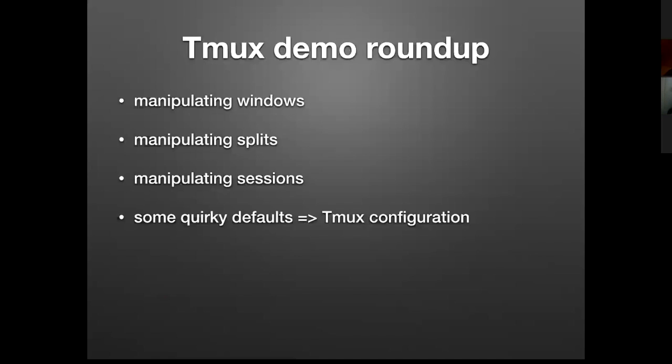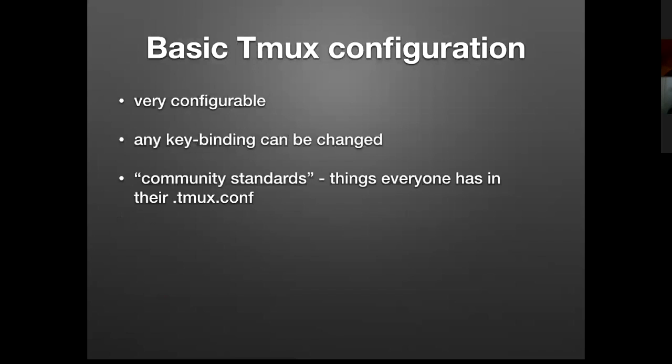So the next step for you as a beginner, if you are a beginner, would definitely be to configure tmux. And luckily, tmux is very, very configurable. In fact, any key binding can be configured in tmux. It can be changed. It can be unbound. You can do practically everything. With that said, there are some community standards.